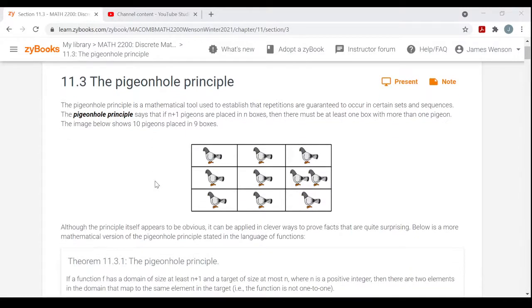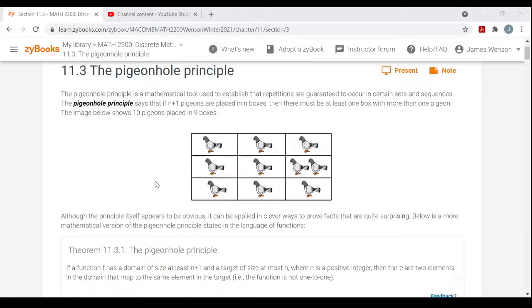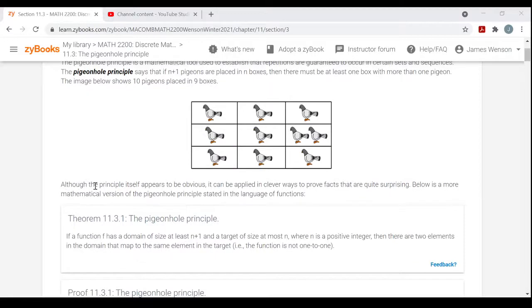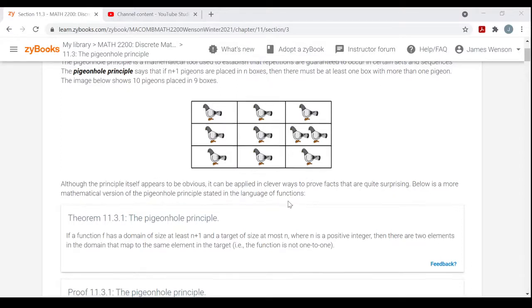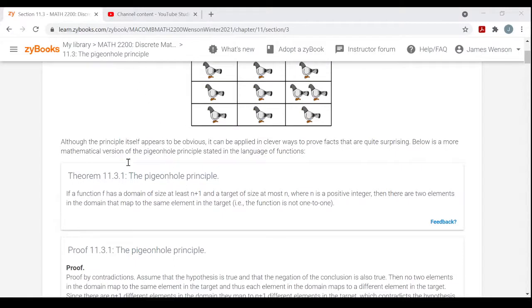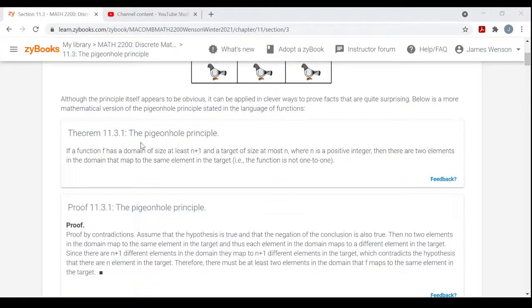Because this can be applied to a lot of things though. So yeah, although the principle itself appears to be obvious, it can be applied in clever ways to prove facts that are quite surprising. Below is a more mathematical version of the pigeonhole principle stated in the language of functions. Alright, so here's the same statement kind of reworded.